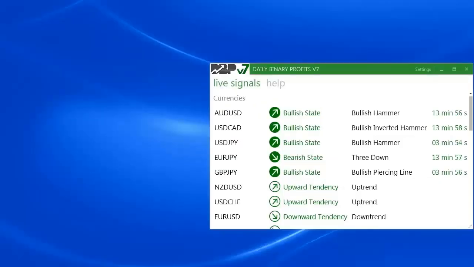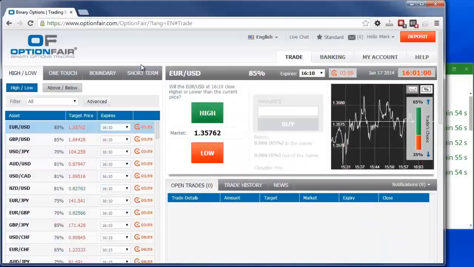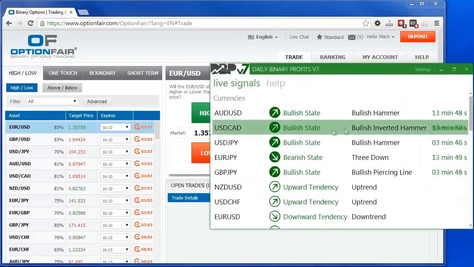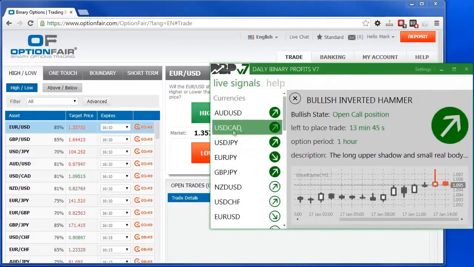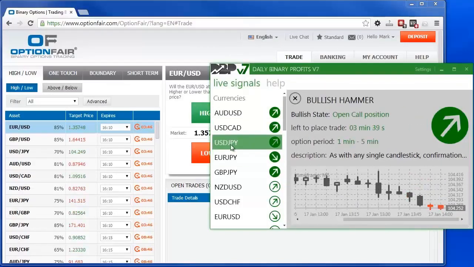So here we are. I have already logged into my broker account. Now let's go to DVP and see what's happening. I'll pick one of the many active signals. They are all strong, so I can easily handpick one of them. Let's choose the US dollar and Japanese yen. The time period until expiration is 1 to 5 minutes, and that's a perfect time frame to use for the purposes of this video. So we have more than enough time to place the trade.